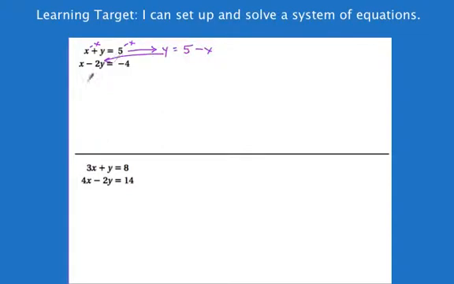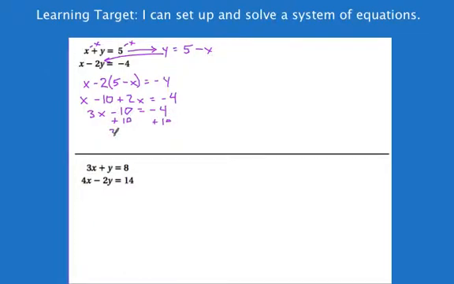This gets a little tricky because I have to use the distributive property. I end up with x minus 2 times 5 minus x. And now I have to do negative 2 times 5 minus x. So negative 2 times 5 is negative 10. Negative 2 times negative x is positive 2x. Now I can combine like terms. I have 3x minus 10 equals negative 4. And then I'll add 10 to both sides, and I get 3x equals 6. And I'll solve that for x.